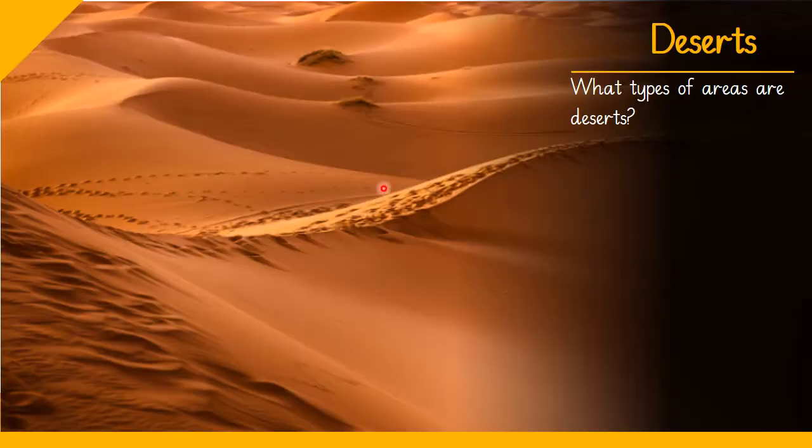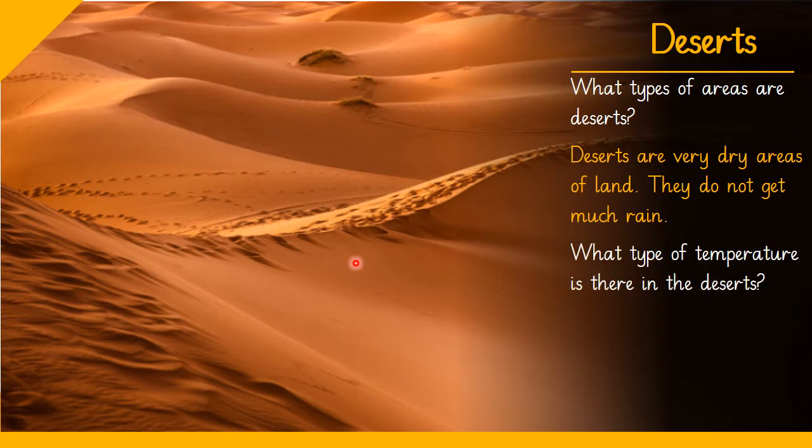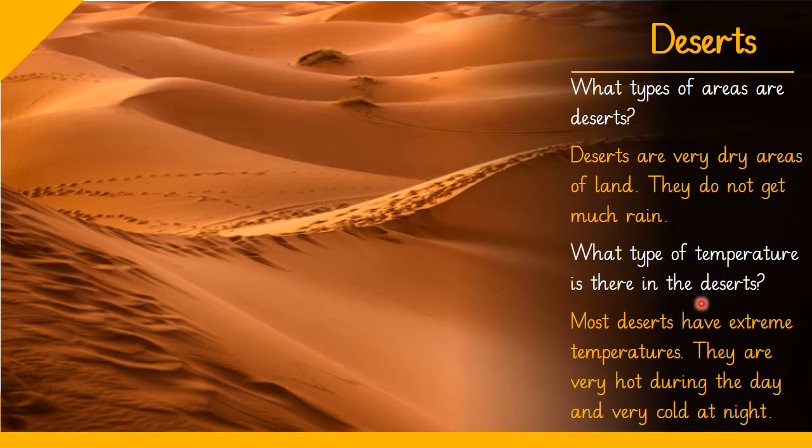Our next habitat is deserts. What types of areas are deserts? Deserts are very dry areas of land. They do not get much rain. That is why you do not see a lot of plants and animals in the deserts. What type of temperature is there in the deserts? Deserts have extremely hot and cold temperatures. During the day, they are very hot, and at night, they are very cold.